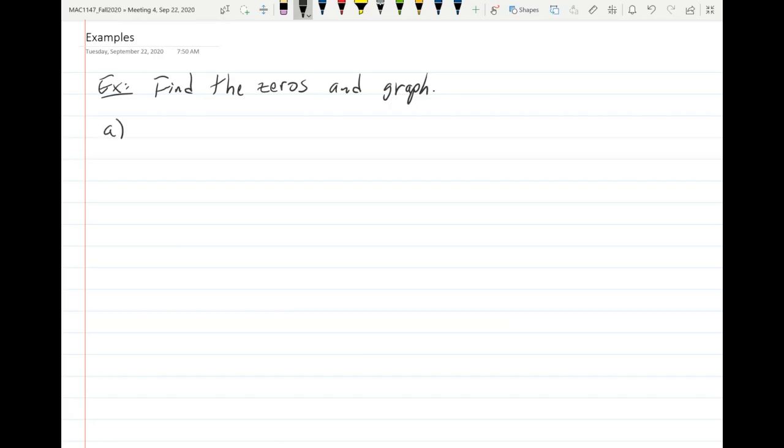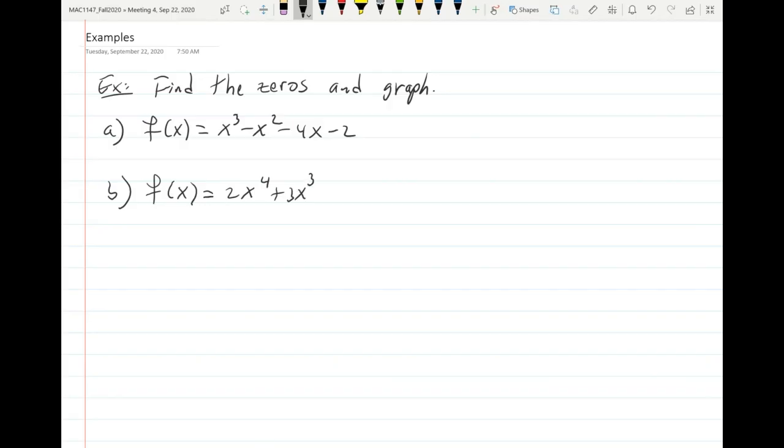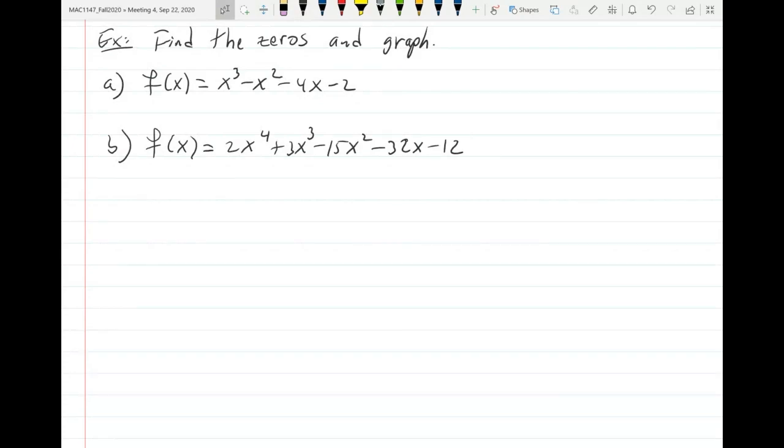Okay. All right. So first, we're gonna take a look at this one. So f of x equals x cubed minus x squared minus 4x minus 2, and then we're gonna use a degree 4. Let's do 2x to the 4 plus 3x cubed minus 15x squared minus 32x minus 12. So let's go ahead and find the zeros of these polynomials, and then sketch the graph of these polynomials, okay? All right, so let's begin with A, and then we go with B.